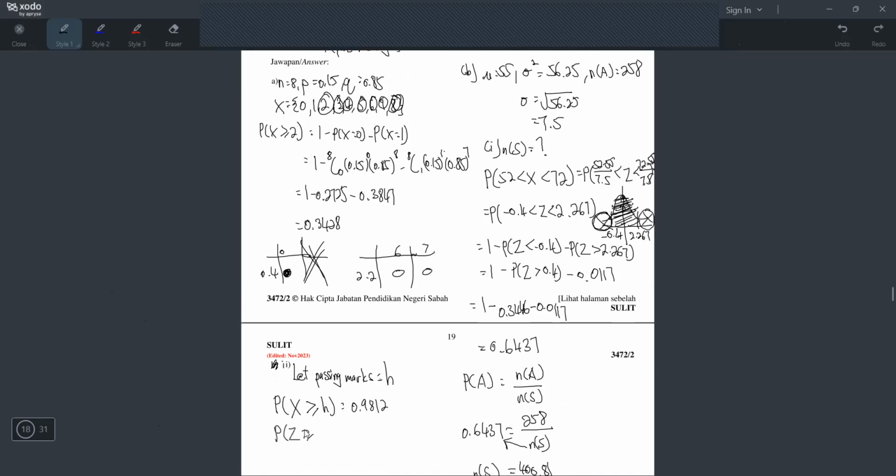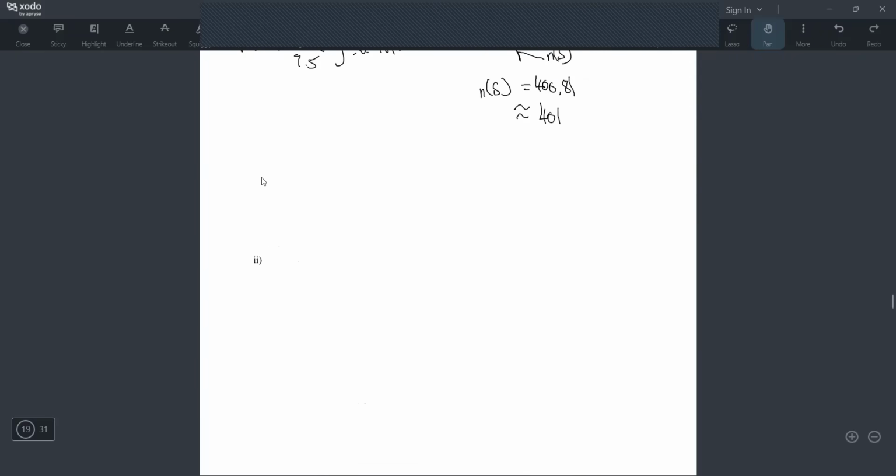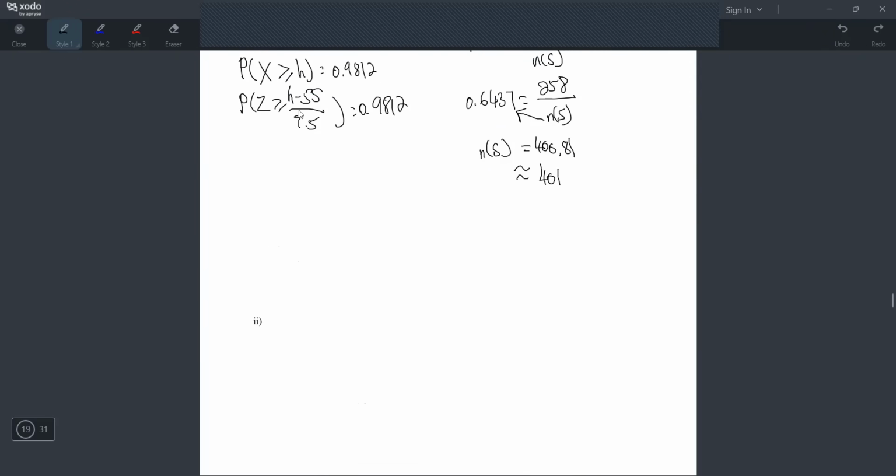So P(Z) bigger than or equal to, again, this line is very useless in normal distribution. You take H minus the mean, which is 55, and then divide by the standard deviation, which is 7.5, right? Equals 0.9812. What is the next step now? Do you remember this type of question where you cannot find the Z value? You cannot find the Z value because you don't know H. So you let C equal whatever you write here, H minus 55 over 7.5. And now you write P(Z) bigger than or equal to C equals 0.9812.